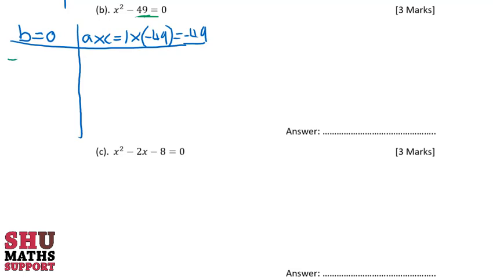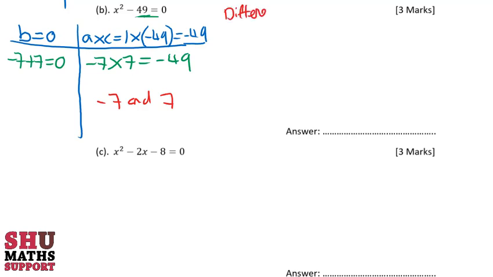So if we have minus 7 plus 7, that's going to equal 0. And then if we have minus 7 times by 7, this will give us minus 49. So minus 7 and 7 are the numbers we want. There's actually a special name for this type of problem. It's called the difference of two squares.